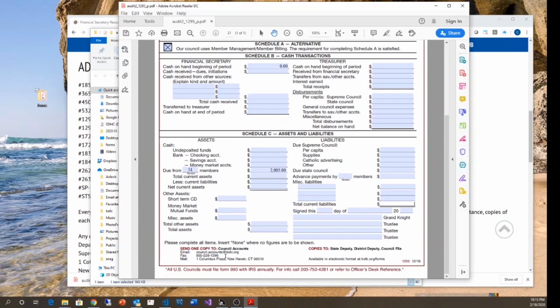This report is actually done by the trustees. Now, there is going to be a longer video that talks more about how to actually do the audit, but this will get the form filled out for you. Again, at the end, you want to save it, print it, get it signed, and then get it scanned in so that you can email it out.